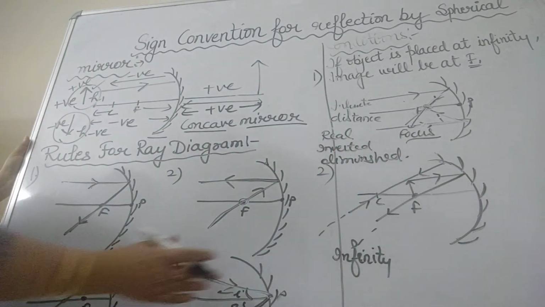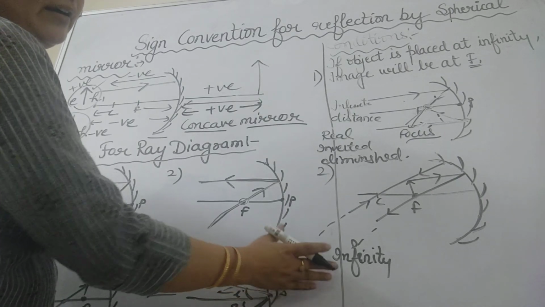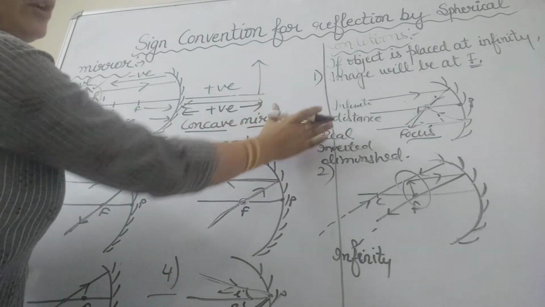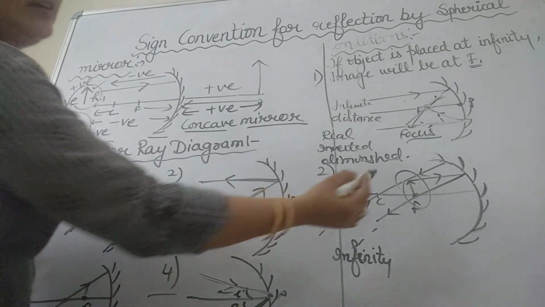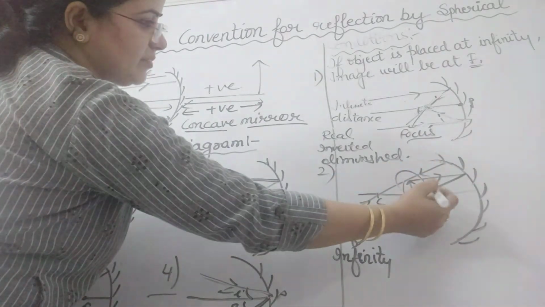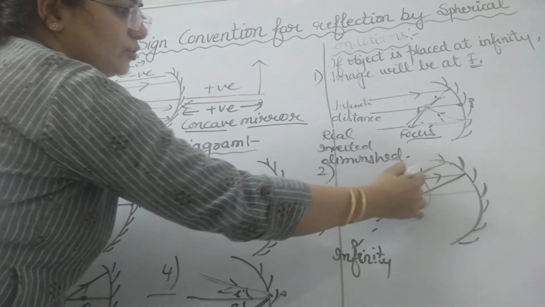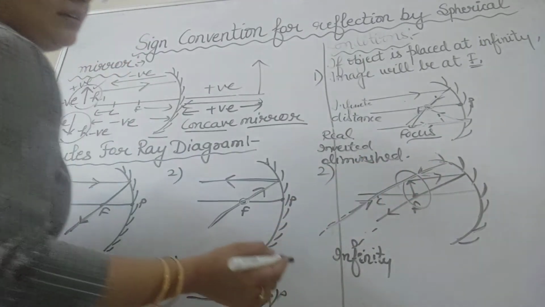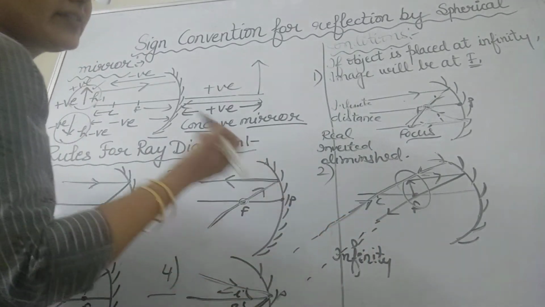And second, you can see here, this is infinity. Suppose the object is placed at focus now. This is the opposite of it. If the object is placed at focus, then what will happen? The first ray will pass parallel to the principal axis and will pass through the focus. The second ray will pass through the center of curvature, and then will retrace the path. Then where these will meet, that is at infinite distance.